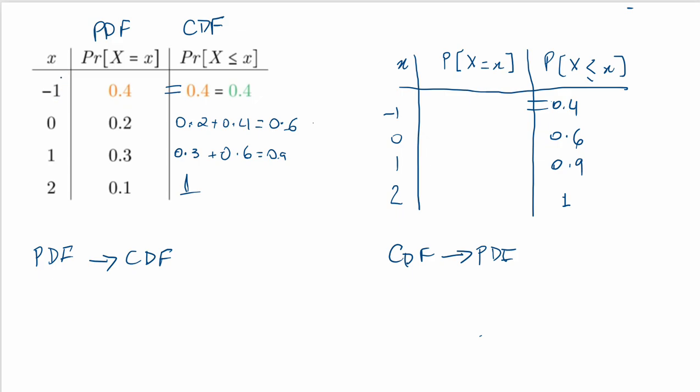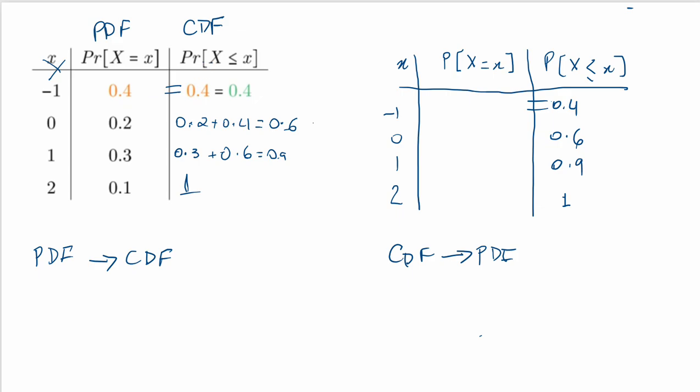Well, the less than part doesn't exist because I don't have any number less than -1. Actually, the first line is always the probability of x being equal to x, right? So what's the probability of my random variable being equal to -1? It's 0.4. So the values of the CDF are also always equal to the PDF in the first line, okay? It's 0.4.